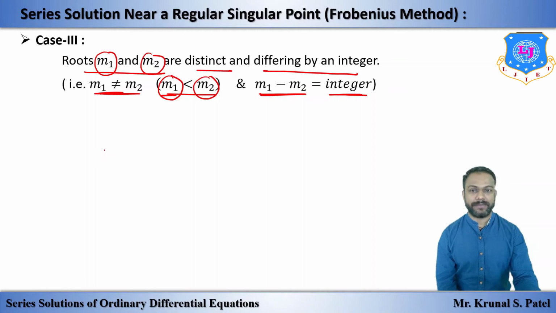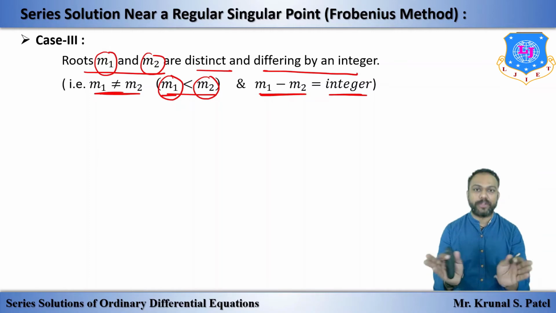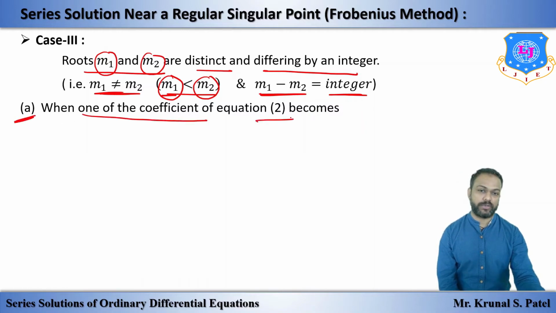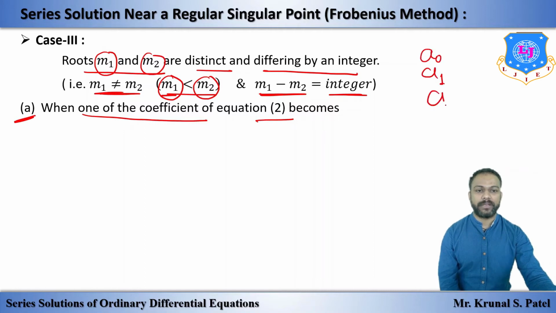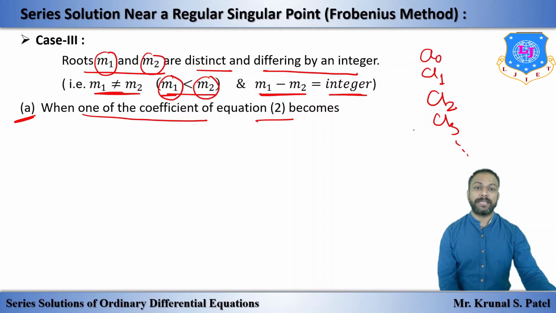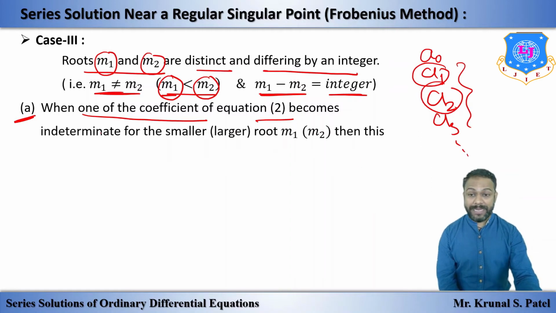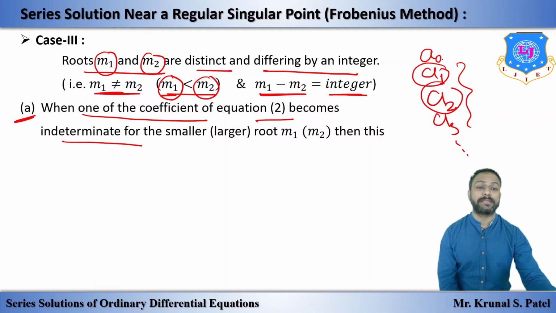So when we have case 3, in that case number 3 we have another two kinds of logic. That means two cases. Case A. Case A is when one of the coefficients of equation 2 becomes indeterminate. Equation 2 is our trial solution, and in trial solution we have coefficients a0, a1, a2, a3. These are the coefficients in equation number 2. So if any one of these coefficients, a4, a5, any of the coefficients, becomes indeterminate, that means 0 by 0, okay, or infinity by infinity.